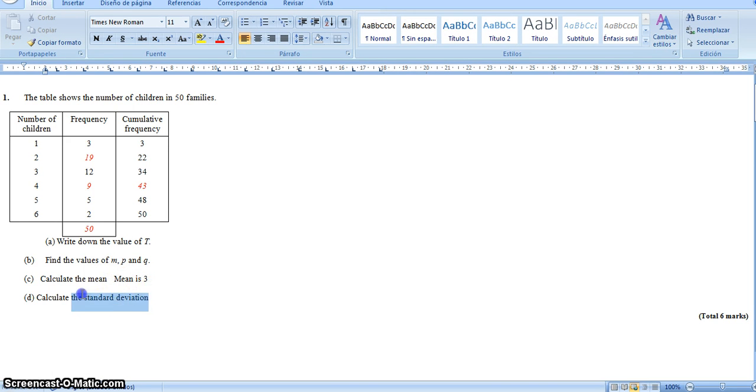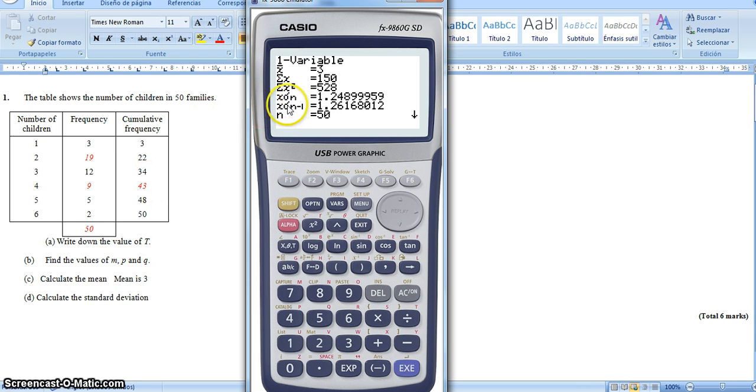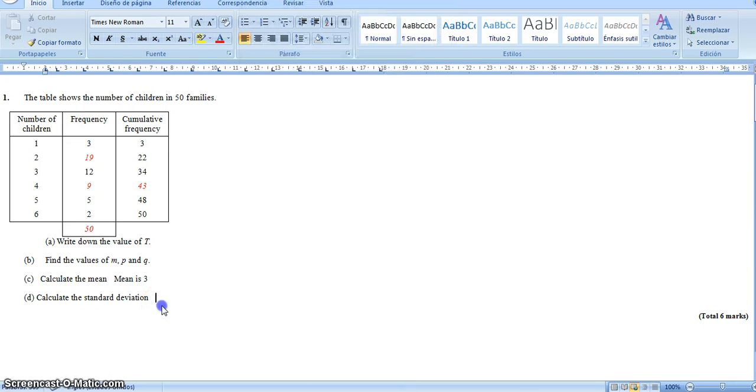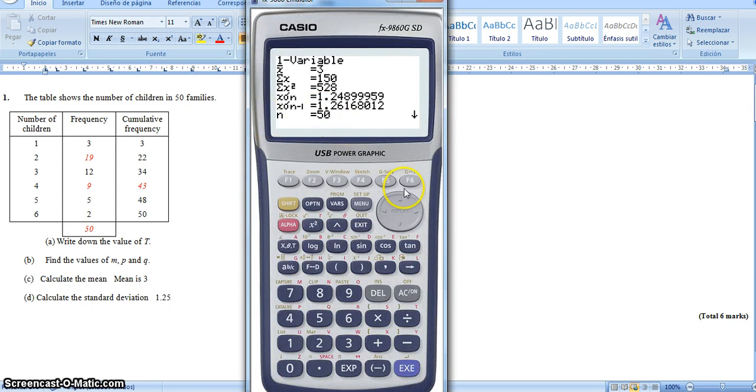And look, the standard deviation, something that calculating it by hand is not very easy. Here in the calculator we have it right away. Is this number σxn? In some calculators it may appear as σn only. And is this number 1.248999959? Remember that for the IB you must write everything with 3 significant figures. So in this case we are going to write 1.25. Okay? So that is the standard deviation, 1.25. And that's it. We have all points just by using our calculator in a good manner.